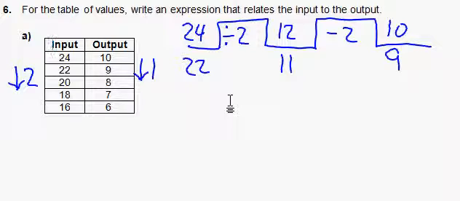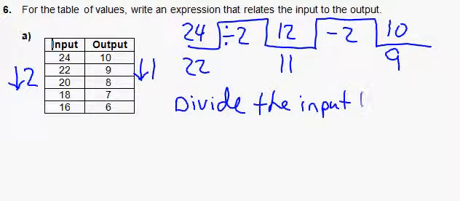Now it says we have to write an expression. Well, when you write the expression, look at the operations in the machine. So the first operation is divide by 2. And you also have to realize, what am I dividing? Well, it's the input numbers. So to write that down, if I say it as a sentence, it's divide the input by 2, and then subtract 2.